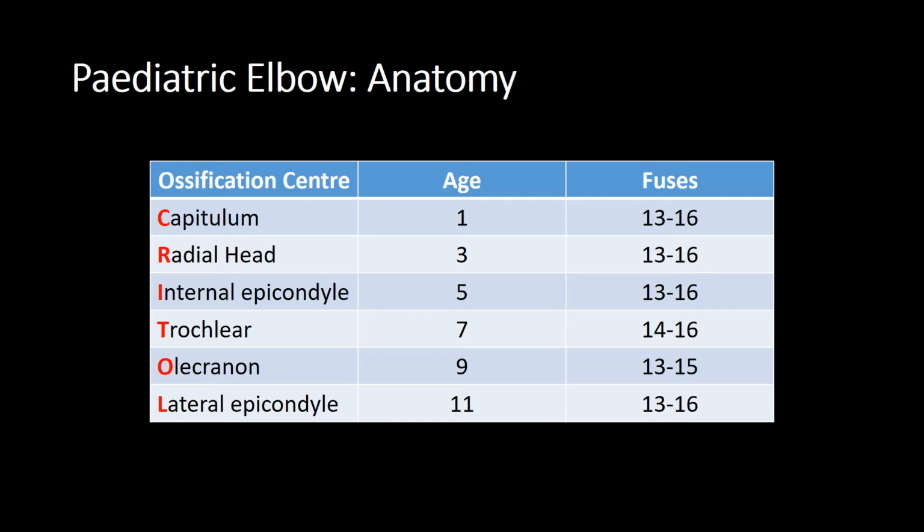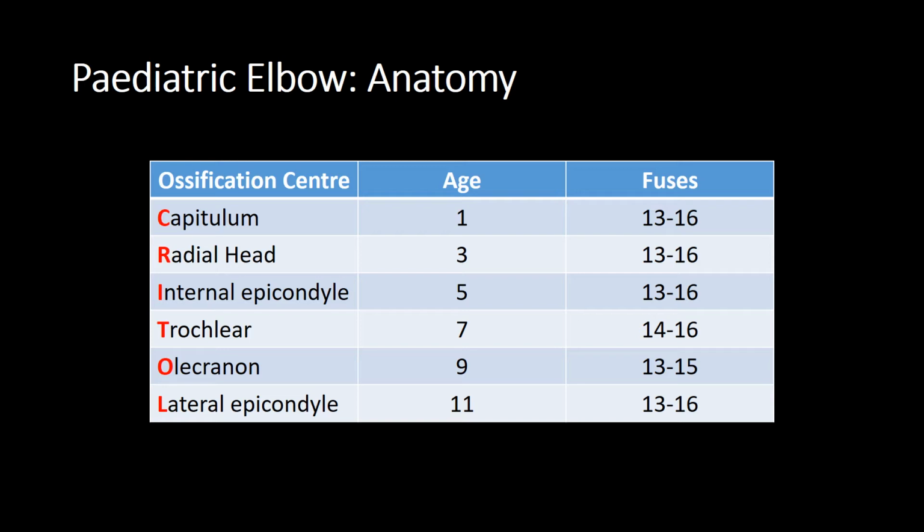The paediatric elbow can be really very tricky, and that's because there are numerous ossification centres. So we use the mnemonic CRITOL to help remember the order they appear at. So C is for capitulum, R for radial head, I for internal or medial epicondyle, T for trochlear, O for olecranon, and L for lateral epicondyle.